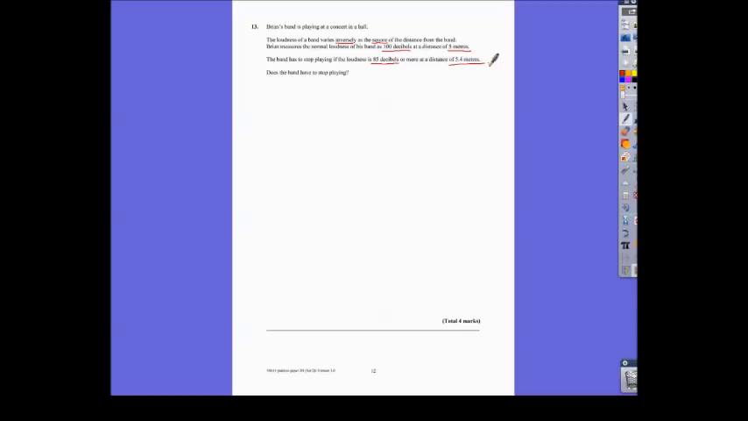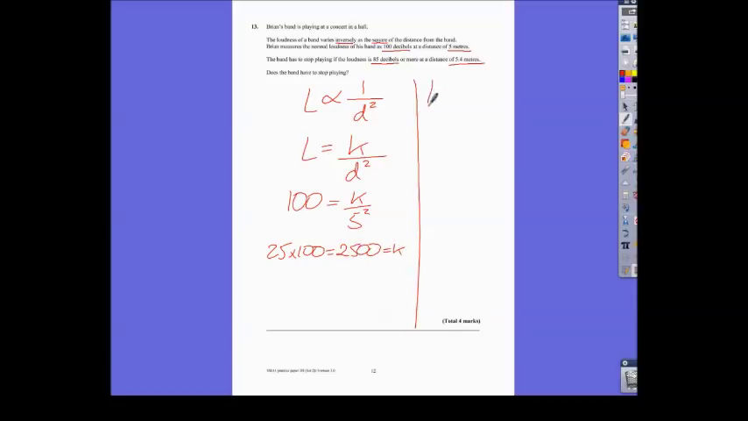So, first things first, the loudness of the band is proportional to the inverse of the distance squared. So the loudness is going to be equal to the constant of proportionality over d squared. And we could put our values in. The loudness was 100 decibels, is equal to k over 5 squared. So 5 squared is 25. So to work out k, we do 25 times 100, which is 2,500 for k. So our formula is the loudness is equal to 2,500 divided by the distance squared.